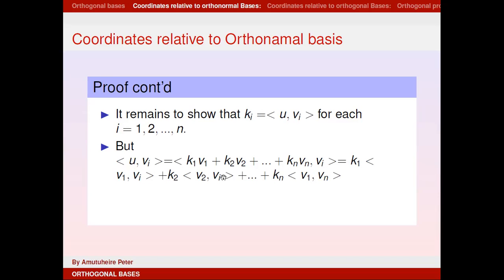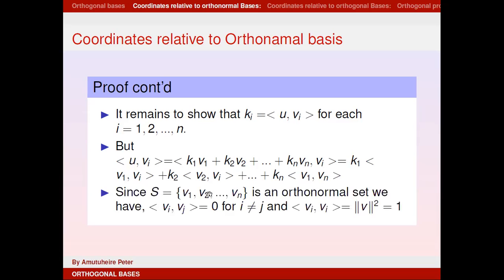And we know since K is a constant, in inner product spaces we can take the constant K out, so it will be K inner product of V1, Vi plus K inner product of V2, Vi, and so on up to Kn. So we get there. And since this is an orthonormal set, it means that it is orthogonal. Every orthonormal set is orthogonal.